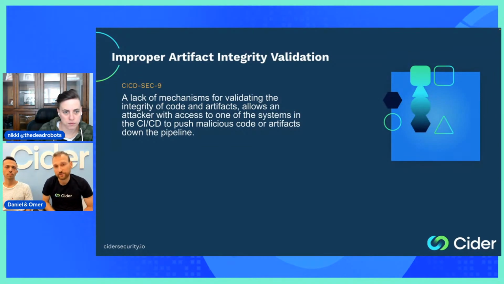Risk number 9 out of the top 10 is called improper artifact integrity validation. It allows an attacker with access to one of the systems in CI/CD to push malicious code or artifacts down the pipeline in the guise of a legitimate artifact, because there is no validation for the integrity of the artifacts.